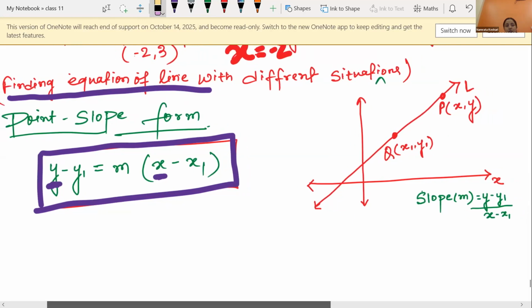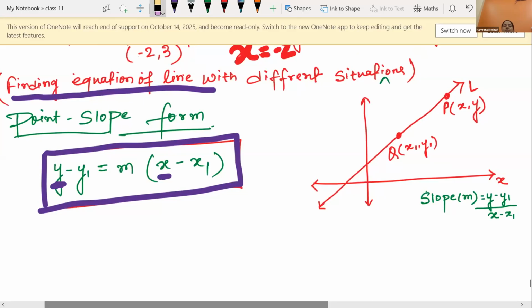You need to know the formula that we have for finding the equation of a line. We have a formula called point slope form, and this is the formula. From this figure, we got the formula. Is it clear to all of you? Please note it down. We will be solving a few questions related to it.